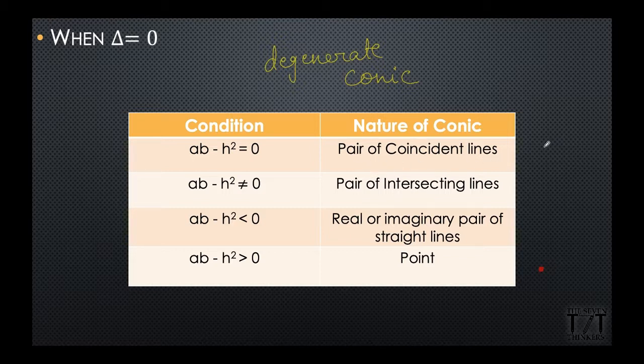A pair of coincident lines means this is a single straight line, the lines coincide. A pair of intersecting lines means they intersect at a given point. For a real or imaginary pair of lines, we get lines in the Argand plane, and for ab minus h squared greater than 0, we get a single point. So this is all for degenerate conic, and this is the nature of the conic with the condition being ab minus h squared equal to, not equal to, less than or greater than 0.